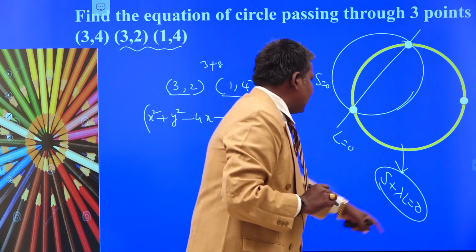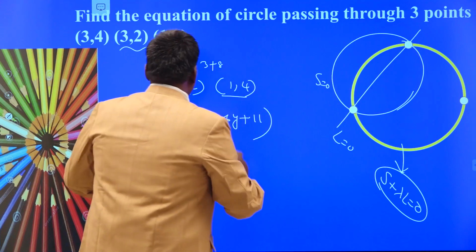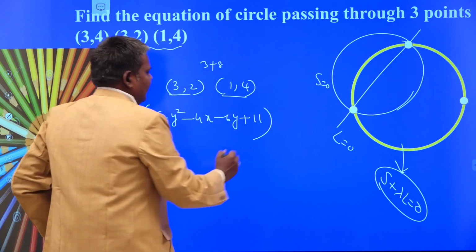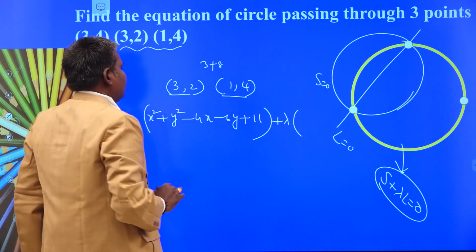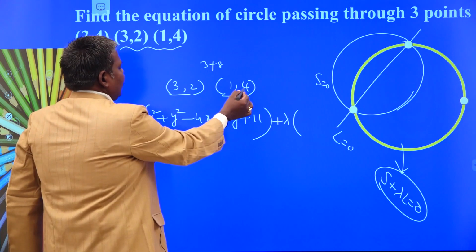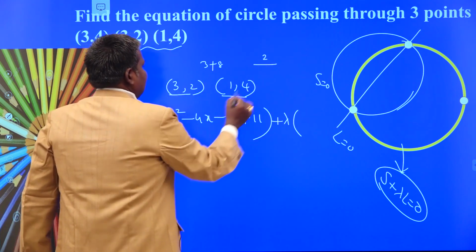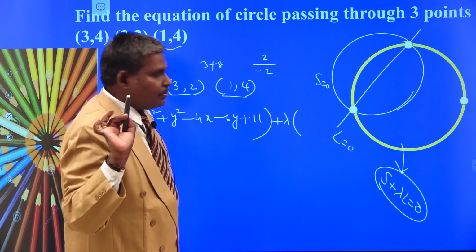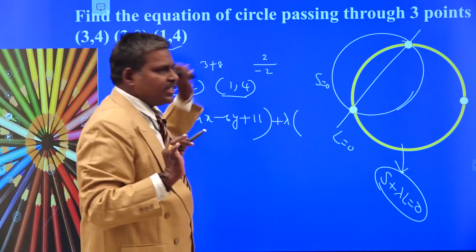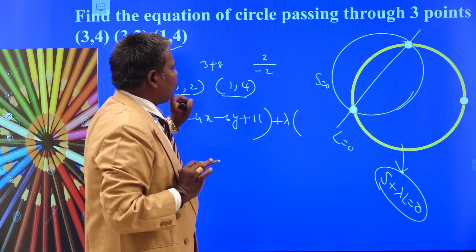S plus lambda L equal to 0. What is L here? The line joining these 2 points. So we have the equation of the circle on the diameter ends plus lambda times the line equation. To write the line equation, what is the slope here? 4 minus 2, 2, by 1 minus 3, that is minus 2. So 2 by minus 2. Dear students, be careful. Don't simplify this ratio. Minus 2 by 2 itself.